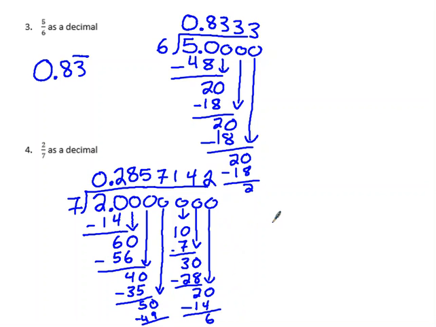So when I write this one, this is going to be 0.285714. And that whole thing repeats. So I'm going to have a line over that whole thing to say that it's a repeating pattern that just keeps going. These ones should all terminate or repeat, but as you notice, it might repeat one digit over and over, or it might repeat a series of digits all over.